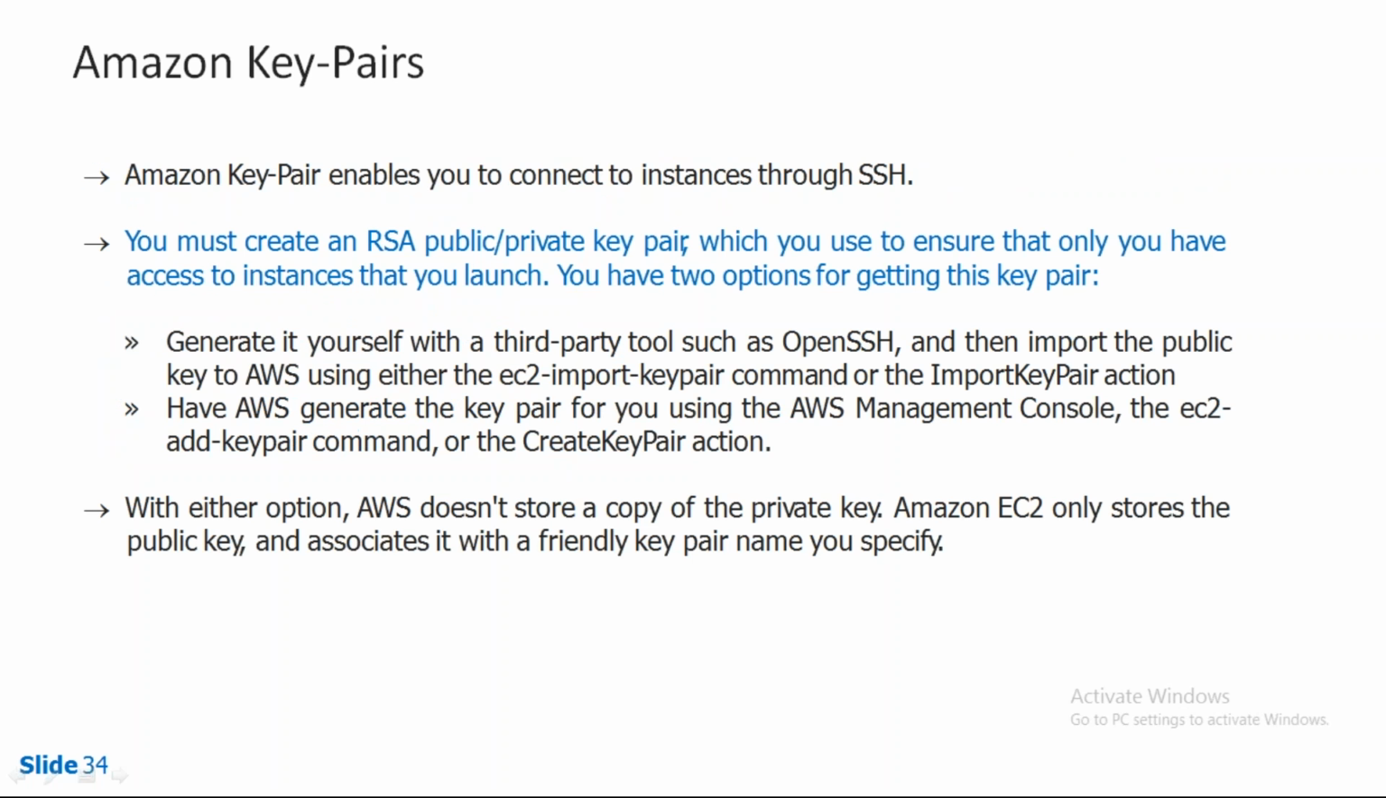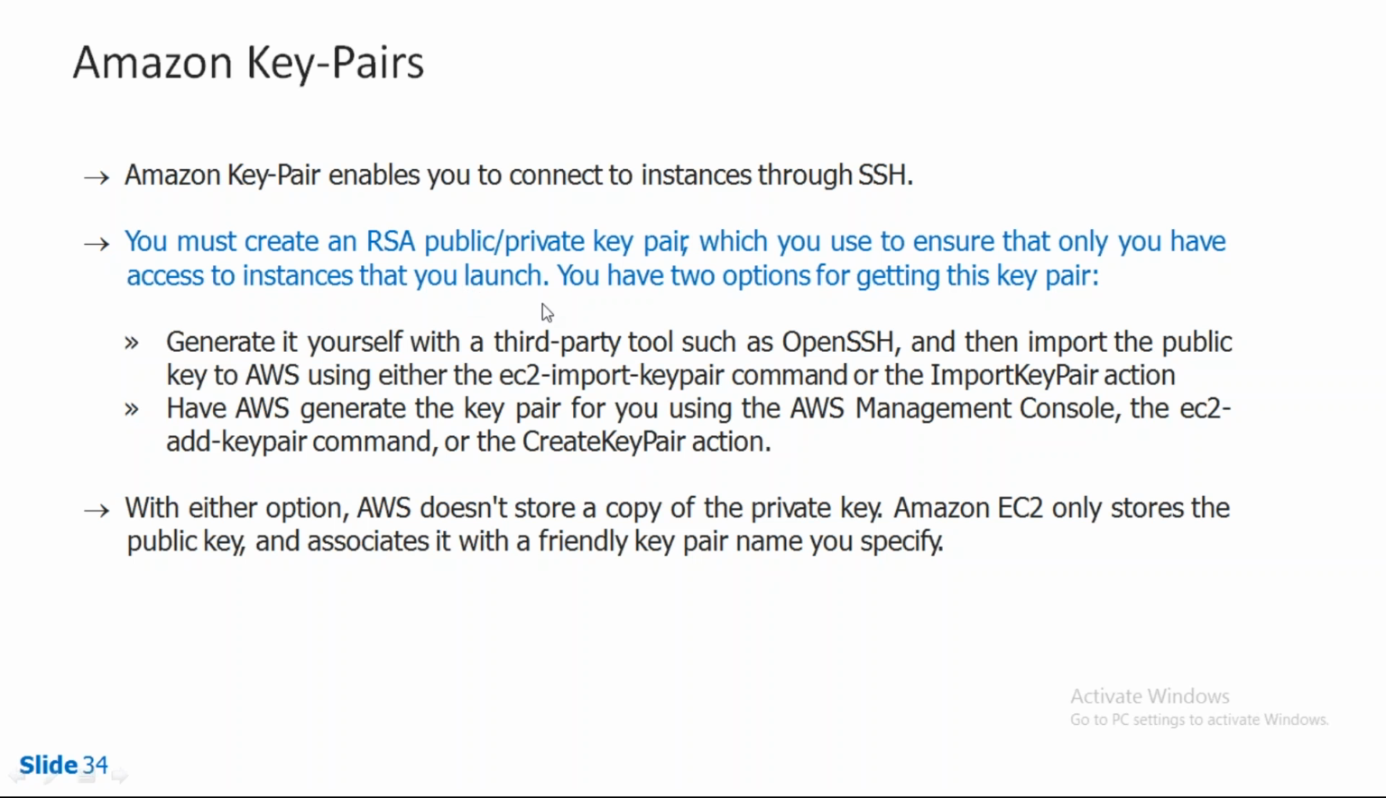Then what next? Amazon key pairs. An Amazon key pair enables you to connect to the instance through SSH. If it is a Linux machine, you must create an RSA public or private key pair. The key pair acts like an RSA token, which you use to ensure that only you have access to the instance that you launch.